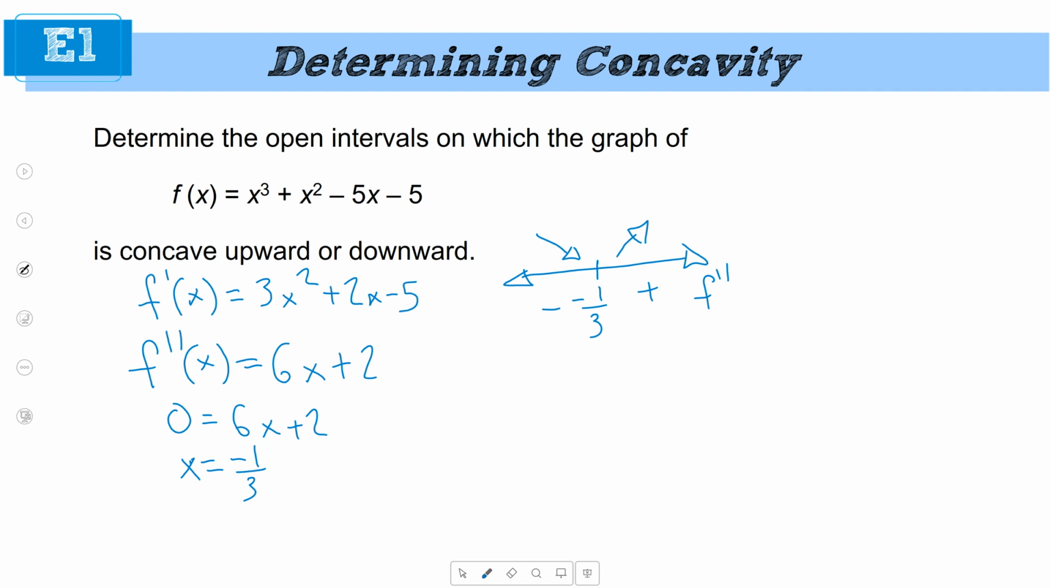Because we don't want this to get confused with what we did with the first derivative, we're going to get rid of the arrows. And we're going to turn those arrows into concave down and concave up. CD and CU.